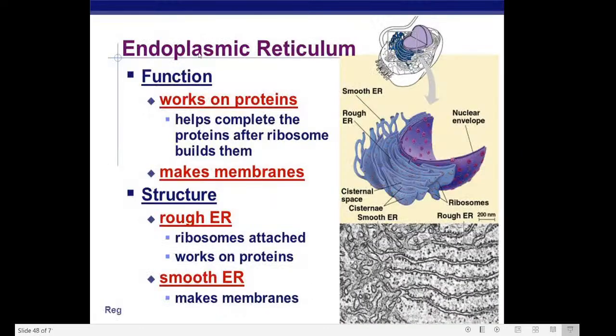Now the endoplasmic reticulum is another key part in the cell. In its function we have the complement proteins, after the ribosome builds them. It helps them by making some membrane. The endoplasmic reticulum is a membrane extending to the nucleus. It makes a membrane. The ribosome attached to it works on the protein, and that is called the rough surface. When it makes a membrane alone, that is the smooth surface.